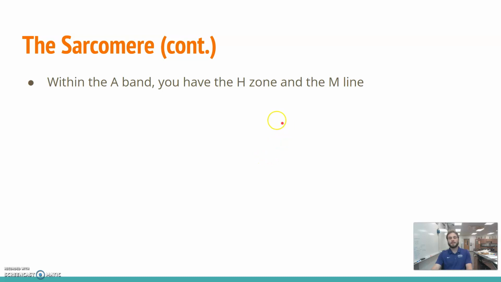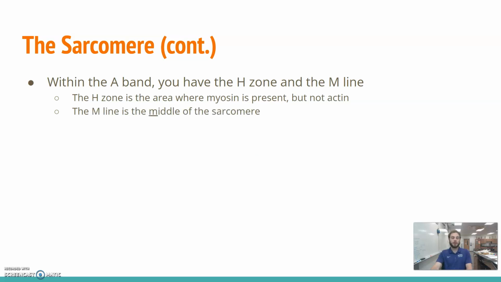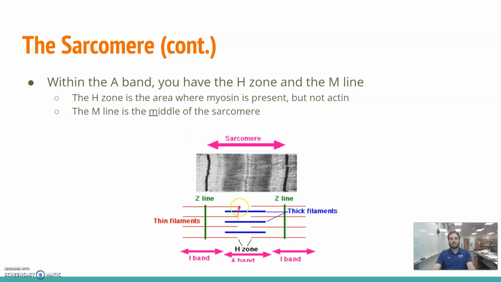Within the A band, you're going to have the H zone and M line. The H zone is going to be where myosin is present, but there is no actin. The H zone actually is going to change in size when a muscle is contracting. M line is simply going to be the middle of the sarcomere. Generally, it's going to be where there is only myosin present, right down the middle of the myosin, and it's going to be halfway between that Z line to Z line distance that marks the edges of the sarcomere. Here you can see that H zone denoted across the middle where there's only myosin, no actin, and the M line would sit right in the middle here.